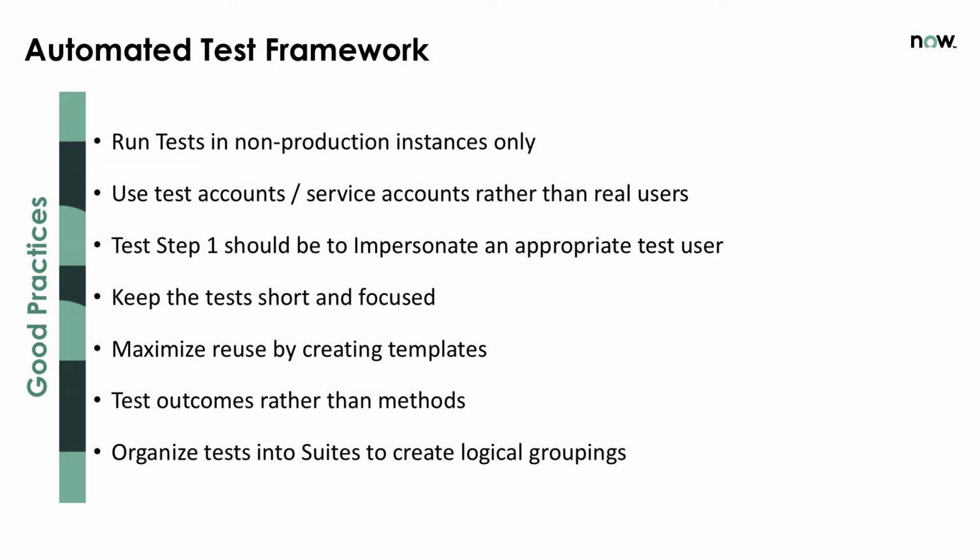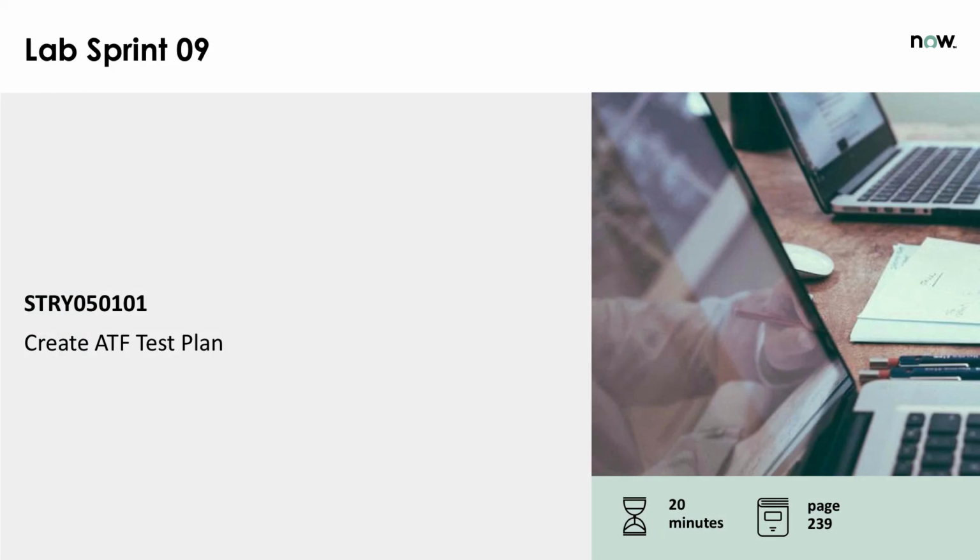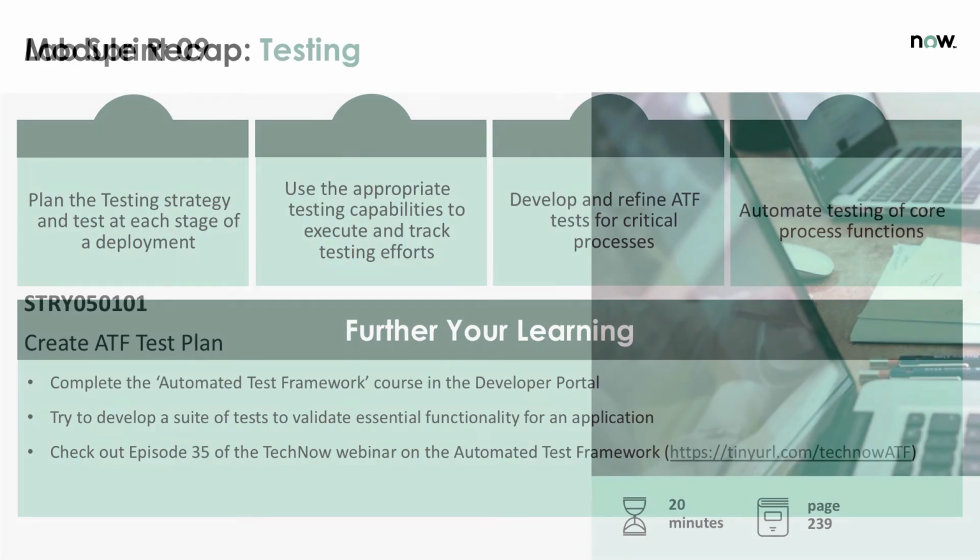A little bit of motherhood and apple pie with good practices here, including that step 1 should always be to impersonate an appropriate test user. So we can talk about that, see what other guidance students have, and then we get into our exercise to create an ATF test plan. There is a dependency on this one to the Flow Designer lab.